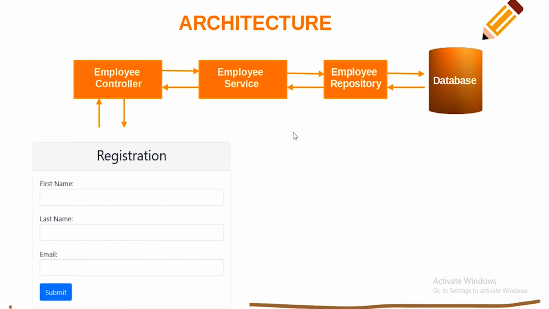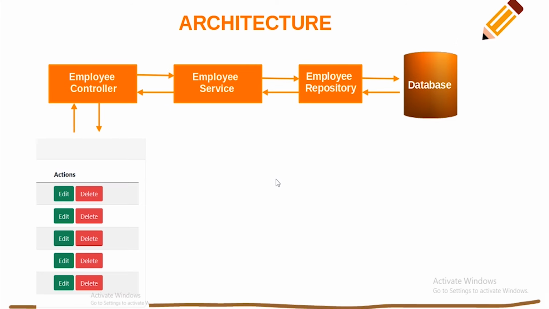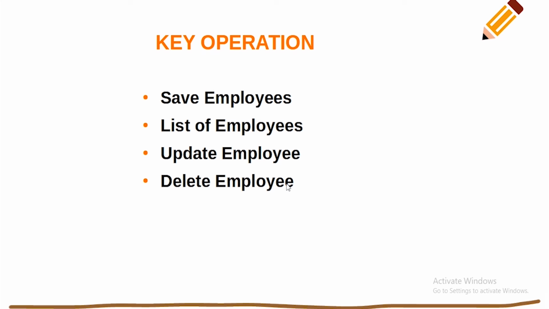Okay, so here is another architecture for saving. Once we save the user to the employee controller, then employee service, we have the employee repository, then the database. The same thing with delete and edit, it will follow the same route. Okay, so we also have key operations. The key operations are save employee, list of employees, update employee, and delete employee, and we are going to implement this step by step.